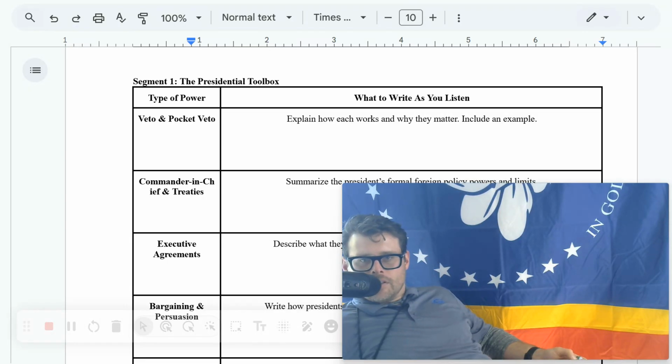All right, so let's get it. Next one. And then there's the pocket veto, guys. That's when Congress is about to go on break. Congress will meet in session officially, and then they'll break and come back.